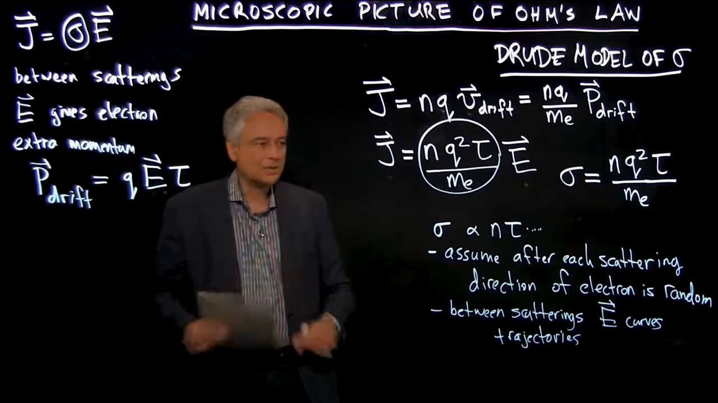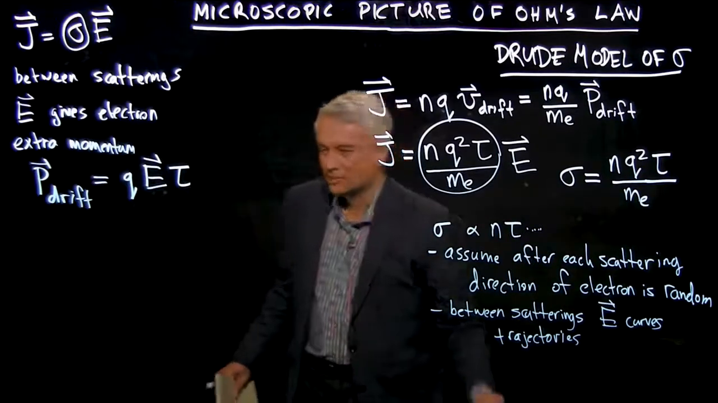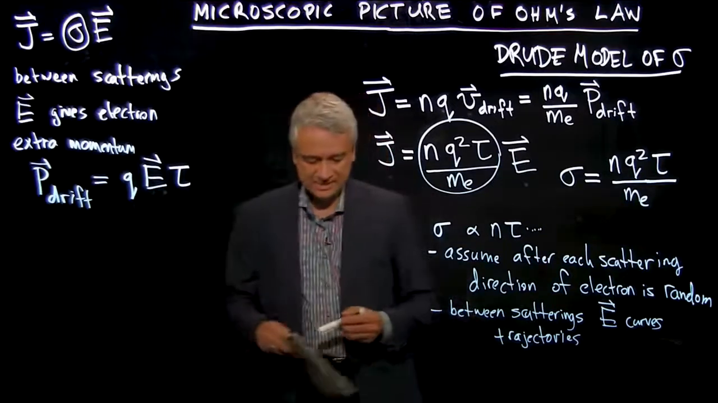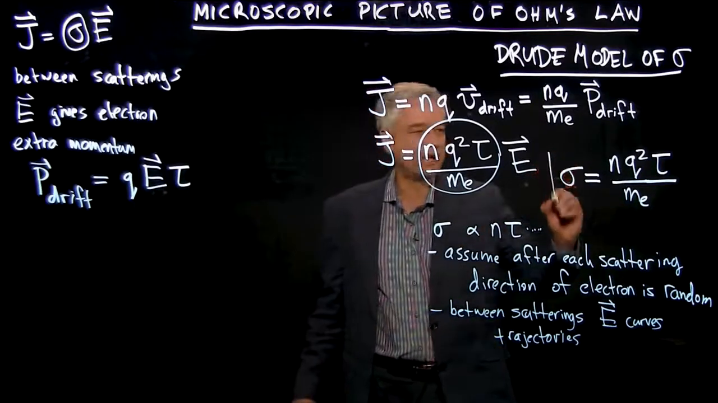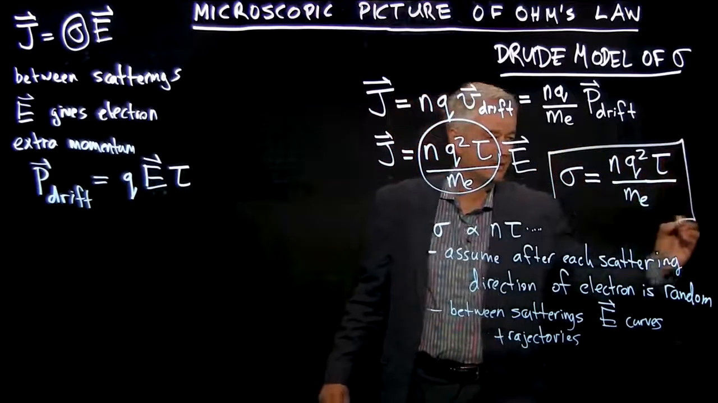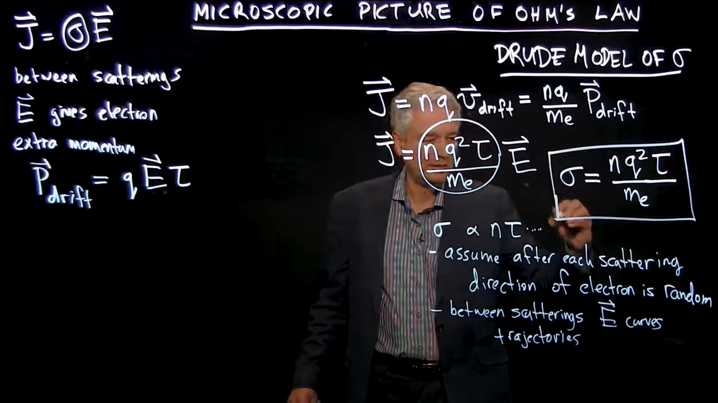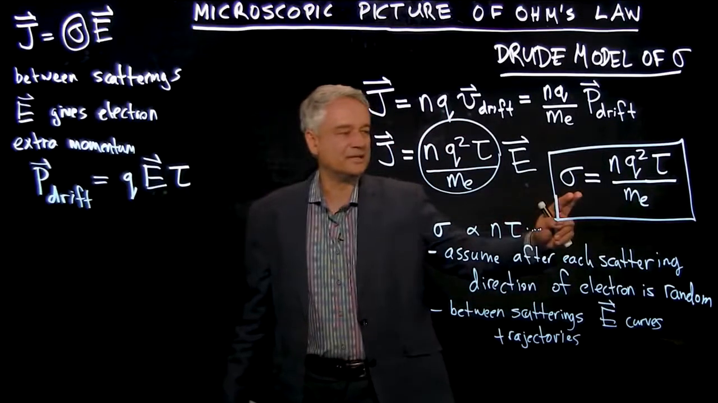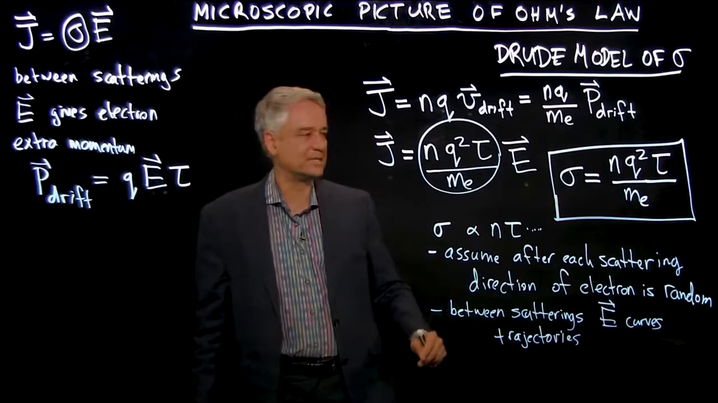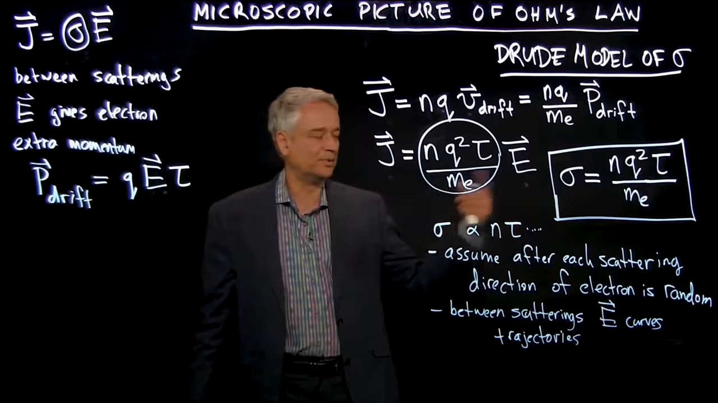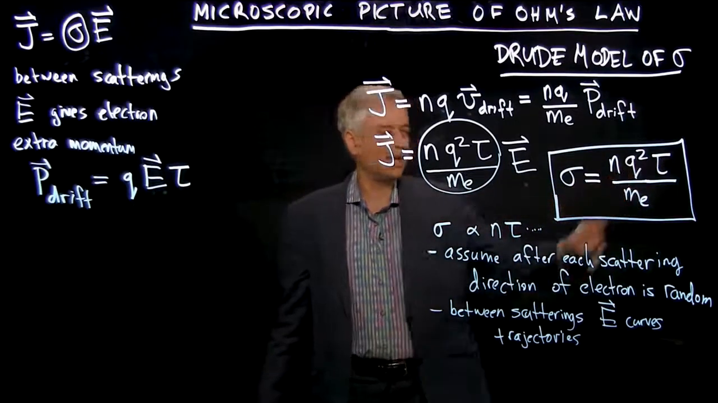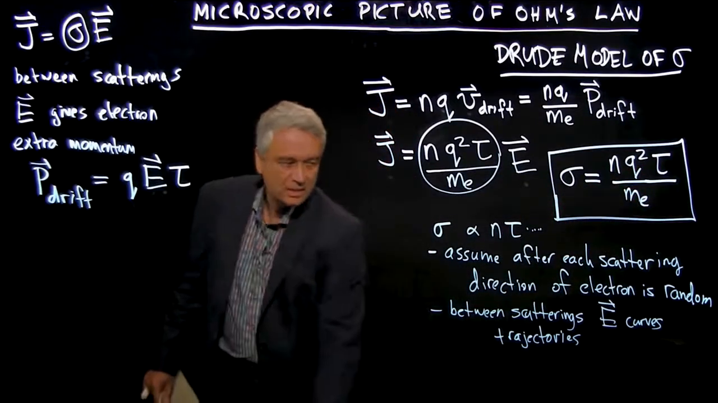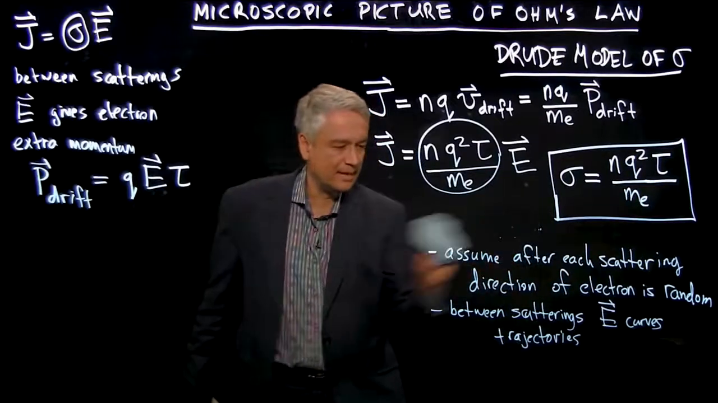Okay, so where are we? We have an answer for the conductivity, which is a macroscopic quantity that arises in Ohm's law. So this is the conductivity in Ohm's law, in terms of the microscopic properties of copper or aluminum or gold, N and tau, and fundamental constants, the charge of the electron and the mass of the electron. So let me end by putting in numbers.